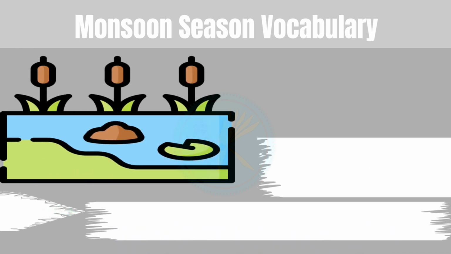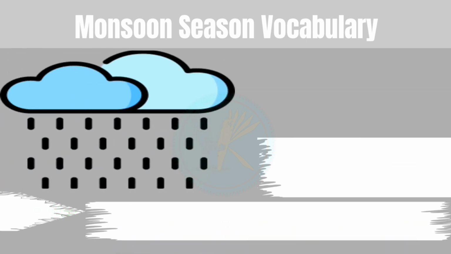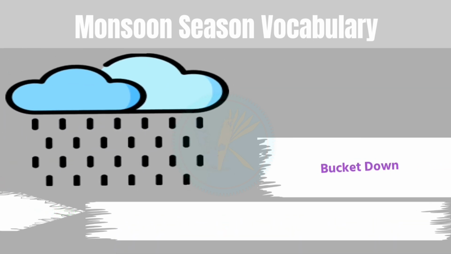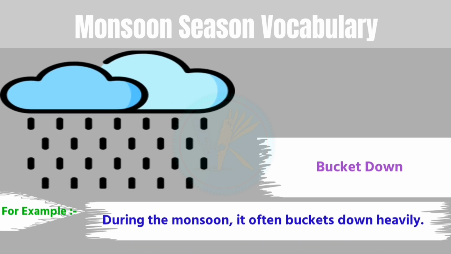Next, swamp. Swamp. For example, be careful near the swamp. It's easy to get stuck. Next, bucket down. Bucket down. For example, during the monsoon, it often buckets down heavily.